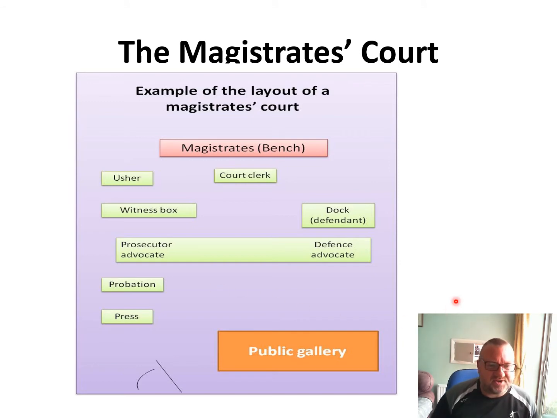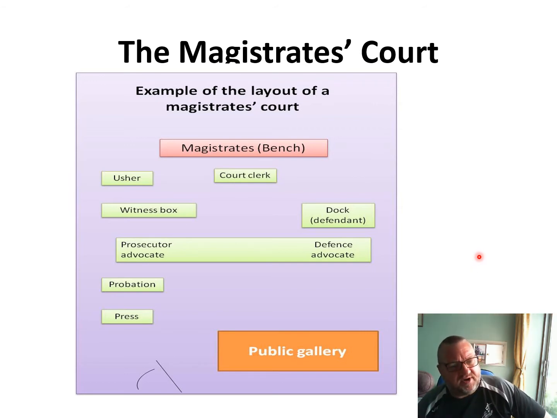Now, Magistrates Court is set out quite differently to what you may have seen in your normal TV court drama where there's a judge and a jury. Now, the magistrates, who are also known as justices of the peace, sit at a bench or behind a bench. There will be three of them, and this is known as a tribunal. Tri meaning three, tribunal. If you're up in front of a tribunal, you're in front of three people.